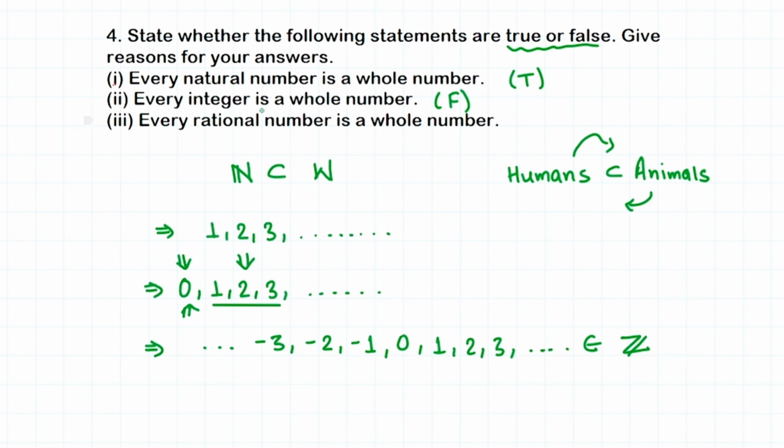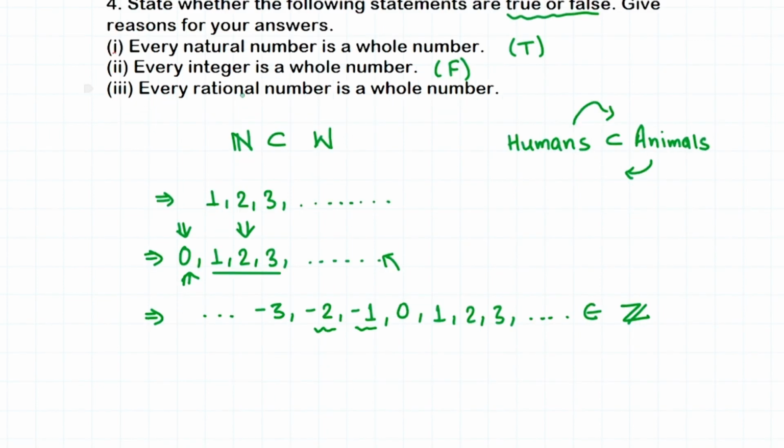Now, is every integer a whole number? No, because we have negative numbers here, and these negative numbers are not whole numbers, and so all integers are not whole numbers because we have negative numbers, okay? Are you getting this? These negative numbers don't lie in the whole numbers, okay? And our second statement is saying every integer is a whole number, which is just saying that these negative numbers are all whole numbers, but they are not. So our second statement is false, okay?